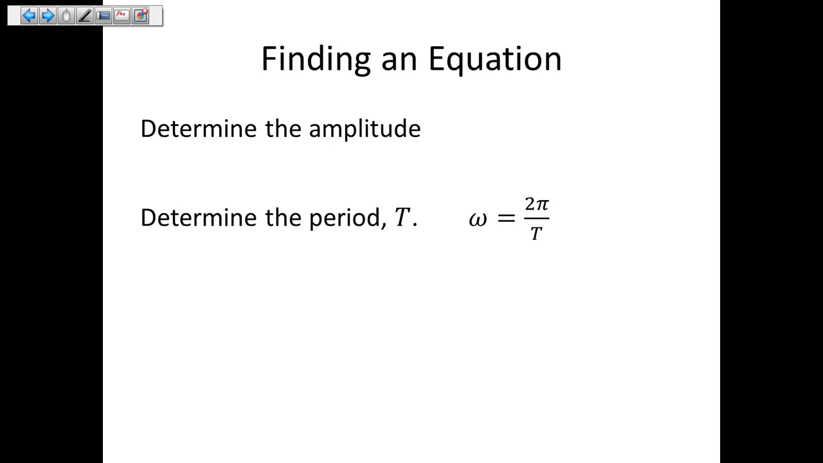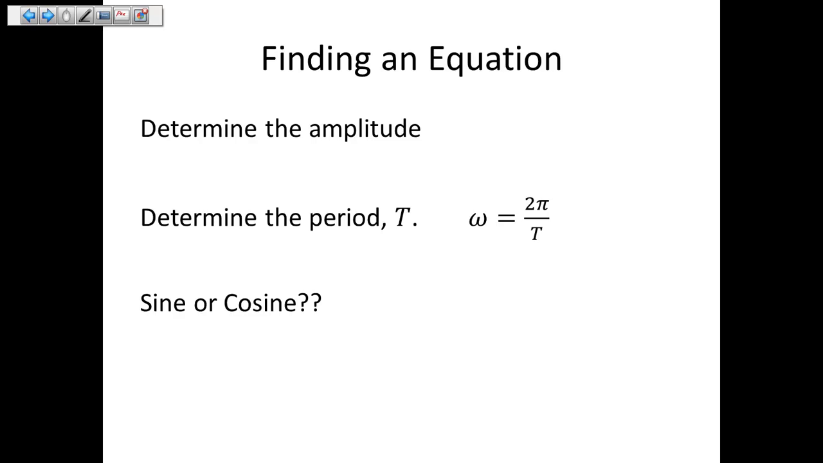Then we want to determine the period T. Now omega is equal to 2 pi divided by T. So once you find your T value, once you find your period, 2 pi divided by the period gives us that omega value.